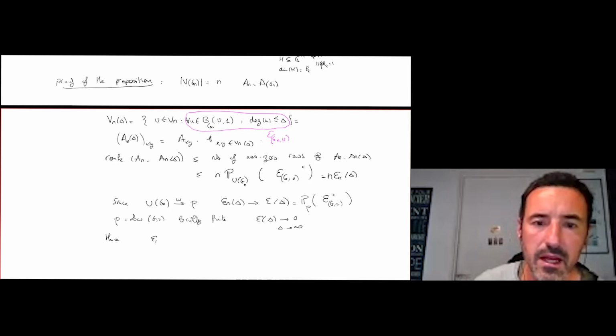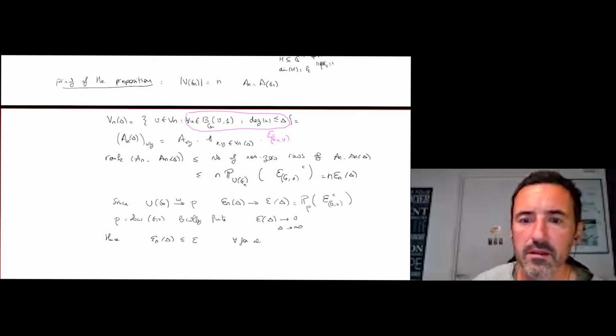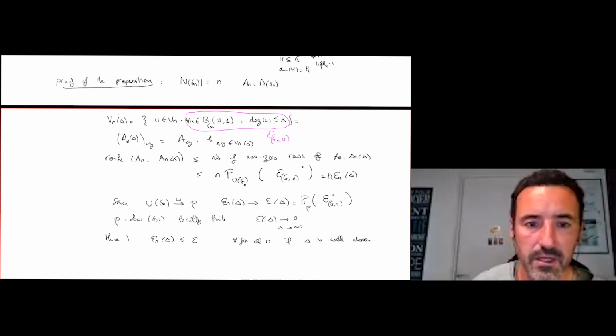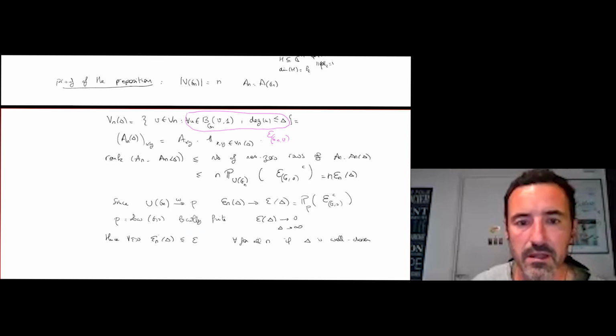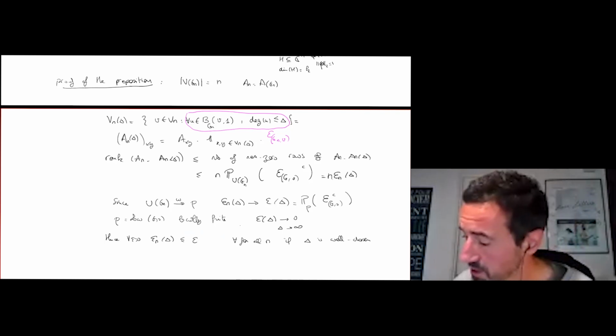Hence, ε_n of δ is smaller than ε for all n if δ is chosen sufficiently large. If you fix any ε, δ will be such that it is less than ε for all n large if δ is chosen sufficiently large.